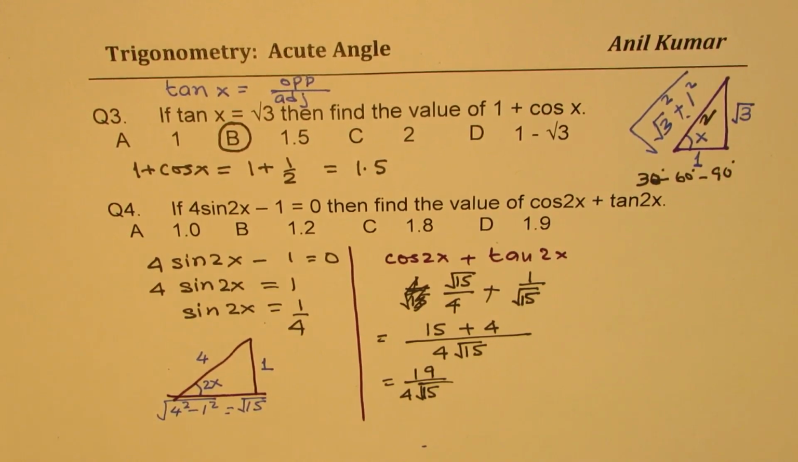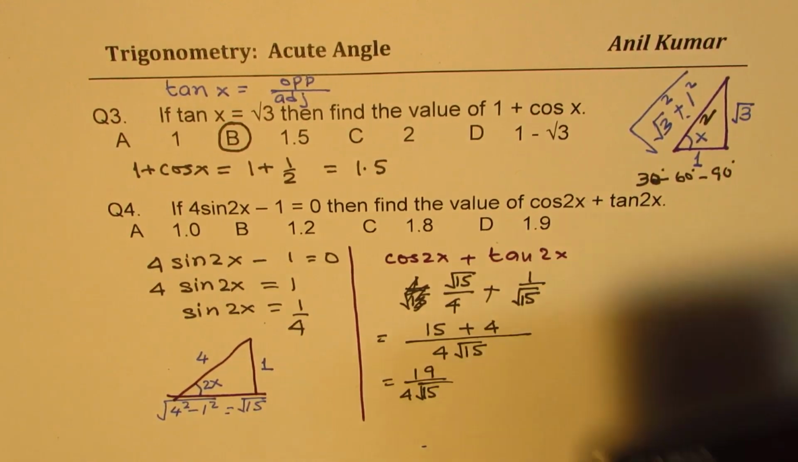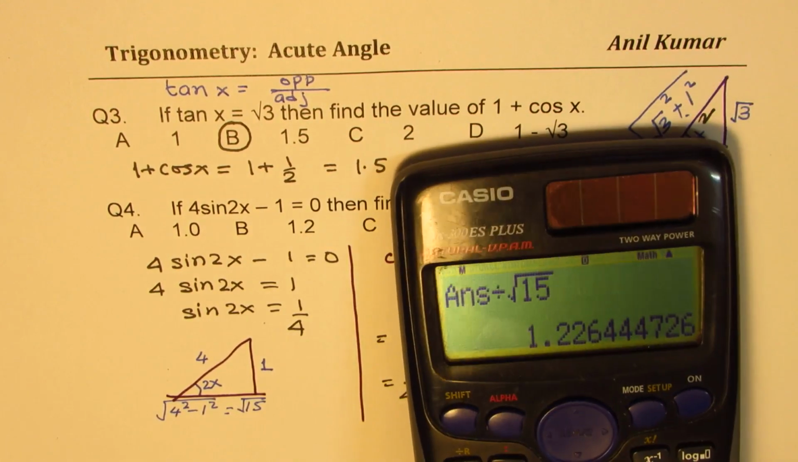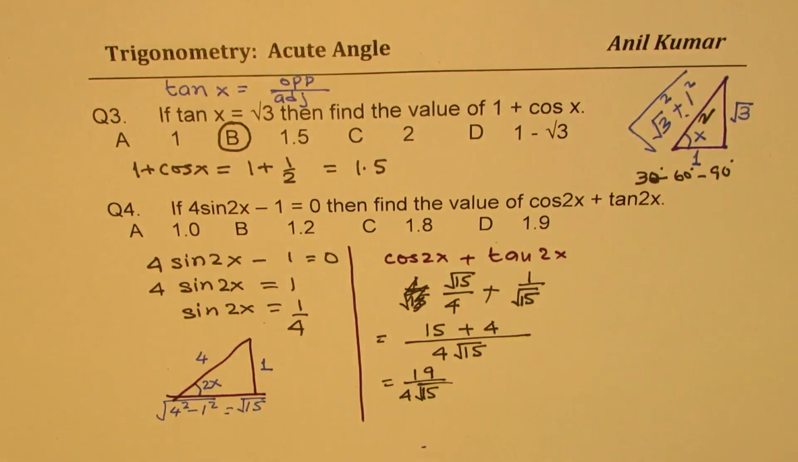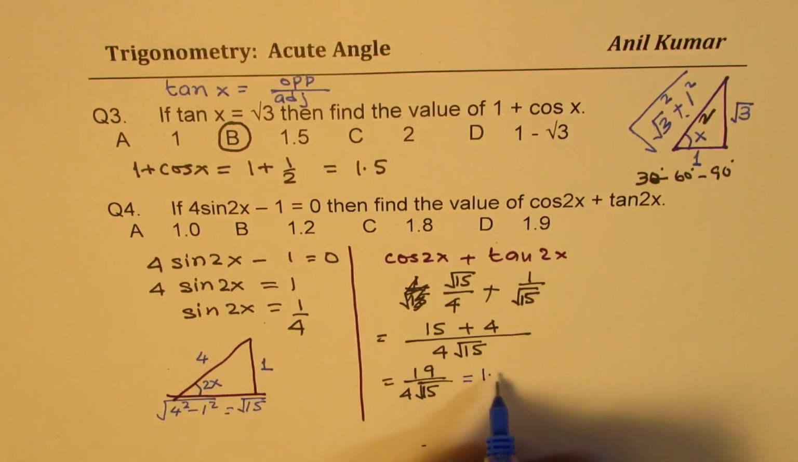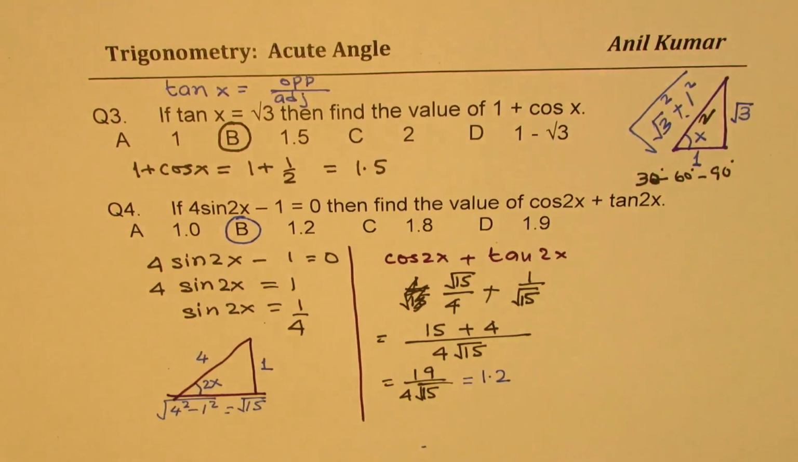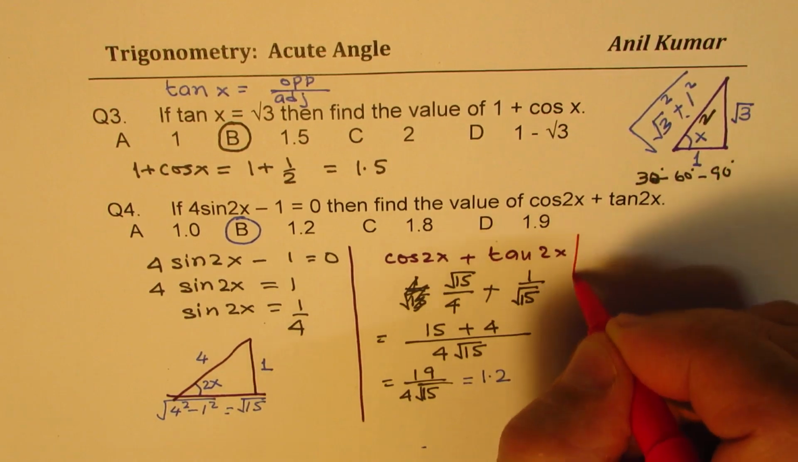Now you can use calculator to find this answer. So we have 19 divided by 4, and then we'll divide by square root of 15, which in decimals is equal to 1.2, right? So we get this as equal to 1.2, and therefore option B is the right option, correct? Now let us extend this question.